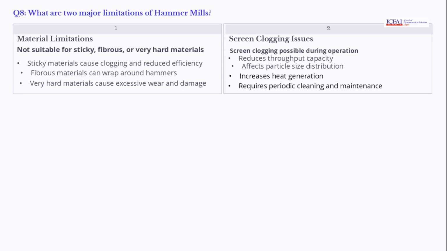Hammer mills have limitations, including material issues with sticky or fibrous materials and screen clogging during operation. These challenges can reduce efficiency, increase heat generation, and require periodic cleaning and maintenance.